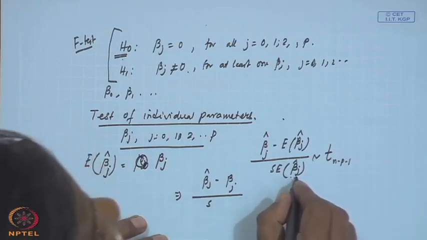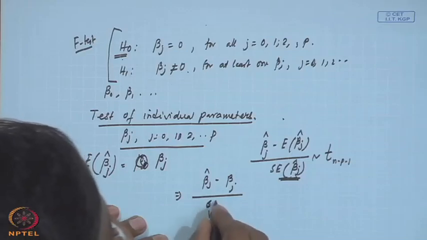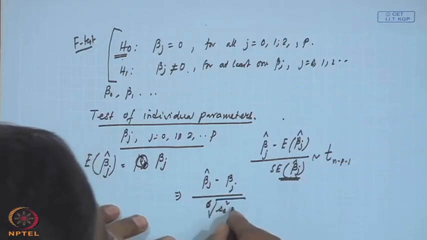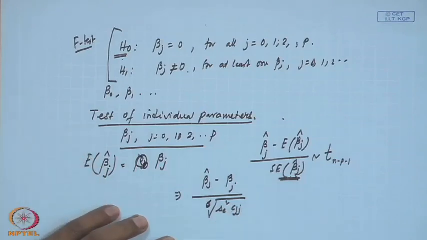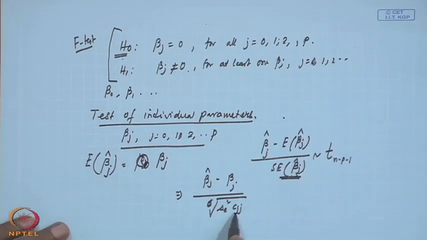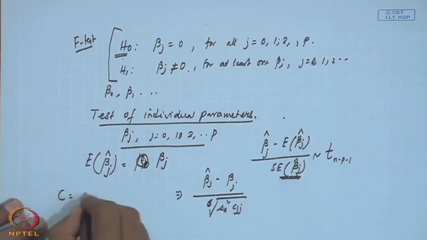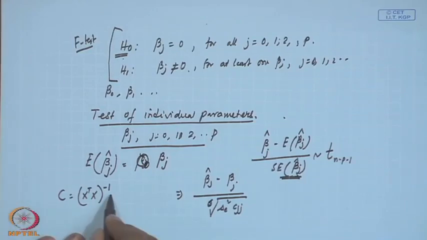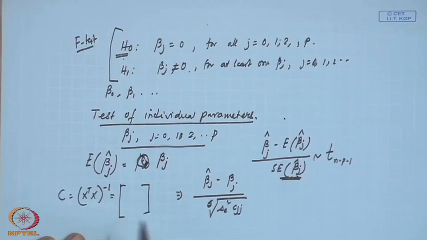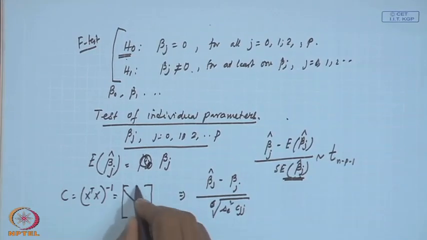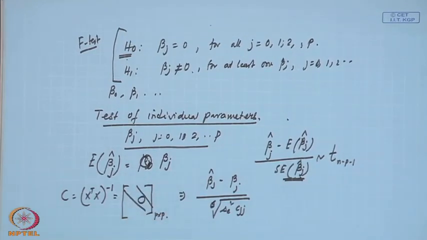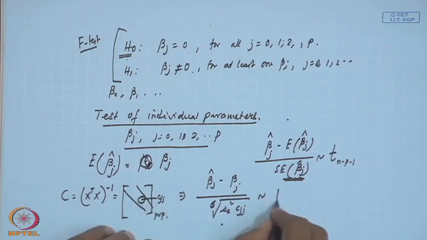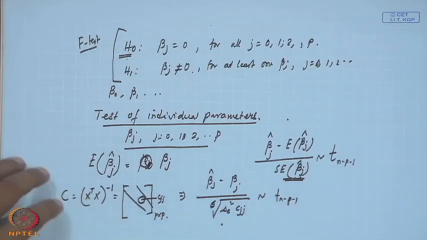So, this quantity becomes beta cap j minus beta j divided by the standard error of beta j. Can you remember what this value was in the last class? It is the square root of S e square into C j j, where C is nothing but X transpose X inverse. This will be a matrix of size P cross P, and somewhere on the diagonal the jth variable is there, which you take as C j j.